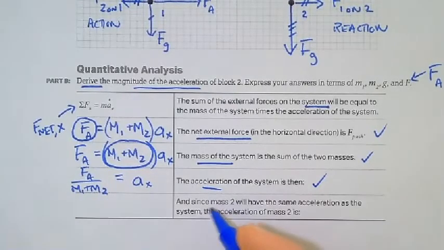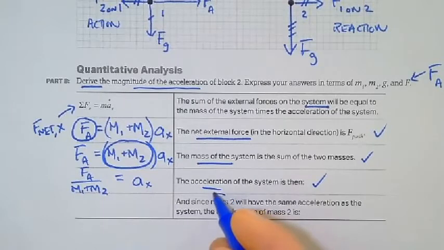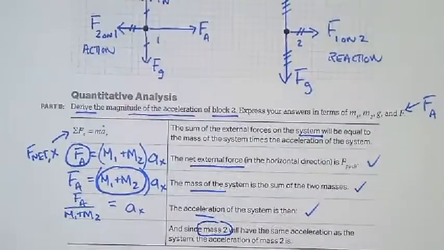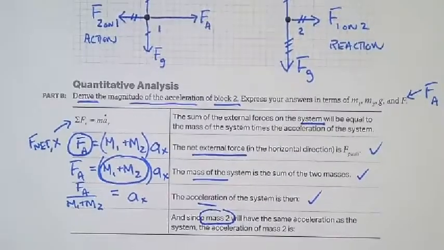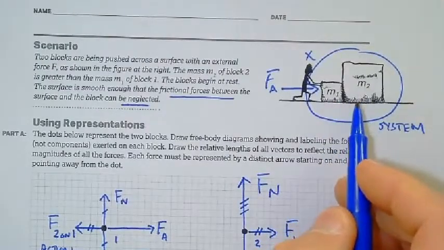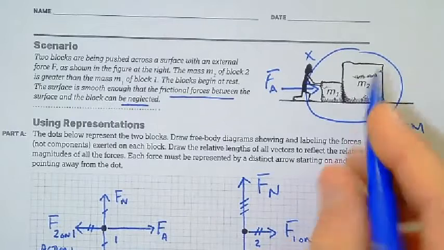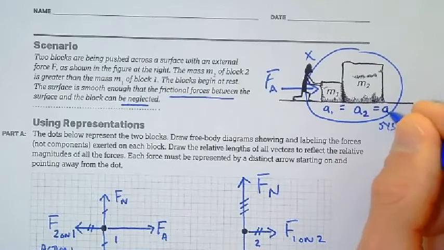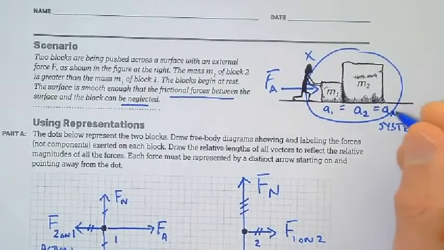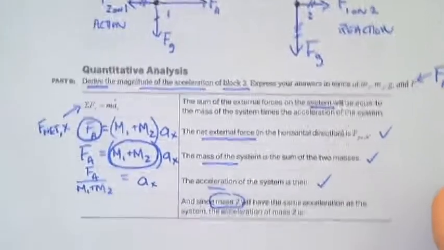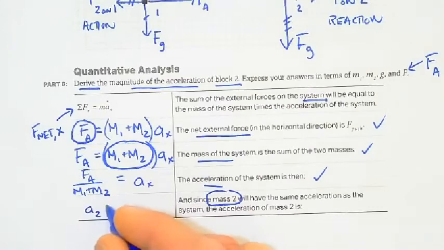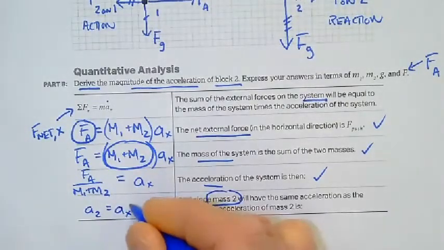And the very last thing here is to say, hey everybody, remember, you were supposed to derive the acceleration for block 2, right? That was the whole goal. But if you think about it, logic tells you that both of these objects have to accelerate together because they're connected. So whatever the acceleration for one is, it's got to be equal to the acceleration for 2, and that's got to be equal to the acceleration of the system in the x direction.